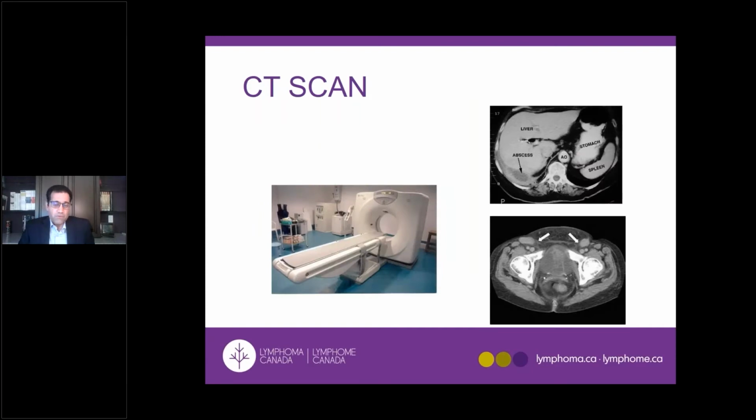Now, a few comments about CAT scan and PET scan. As we mentioned, we use CAT scan for staging for follicular lymphoma. You can see here there is some lymph node enlargement. We sometimes see compression of lymphoid tissue over vital organs. It's important for staging as well.